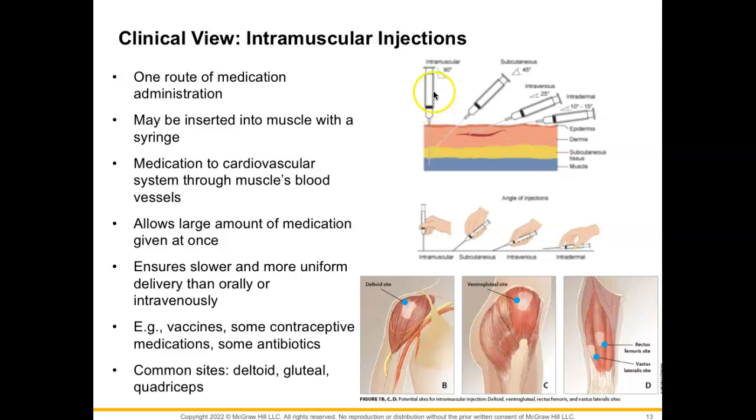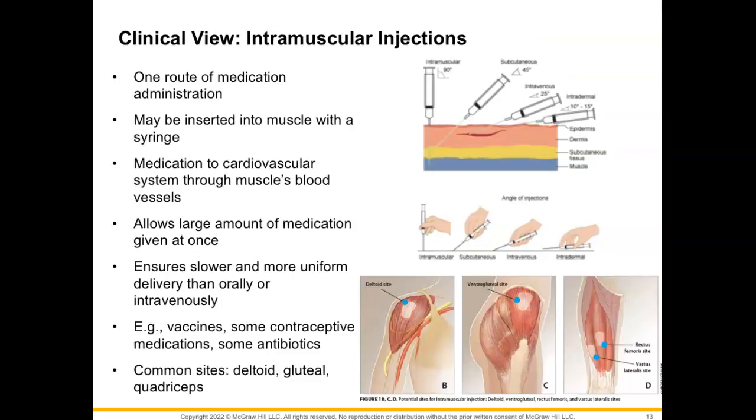And some common sites where you can give this intramuscular injection would be the deltoid, the gluteal region, and it can also be within the quadriceps, so either within the rectus femoris site or the vastus lateralis. You typically want to give it in a region that has a large muscle within it, and the patient may have some pain or stiffness within that area for a day or two.